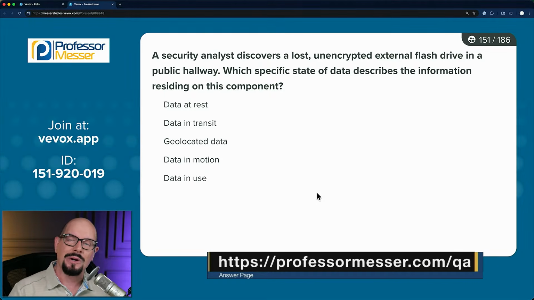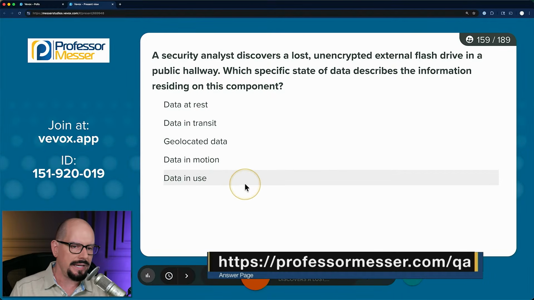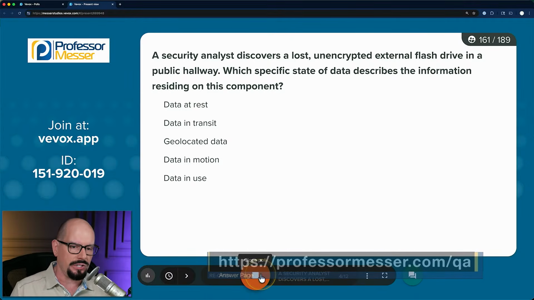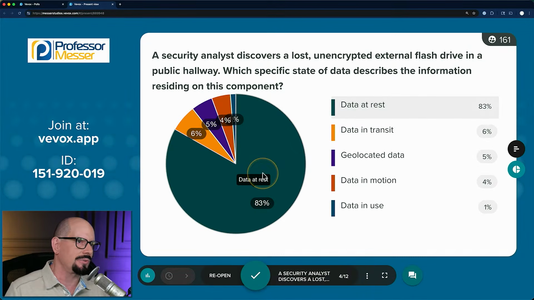In this case, we're not so much worried about the security risk of this drive, more interested in the data that's on this drive. The question again asks, a security analyst discovers a lost, unencrypted external flash drive in a public hallway. What specific state of data describes the information residing on this component? Is it data at rest, data in transit, geolocated data, data in motion, or data in use? Let's close our poll, and we can see that 83% of you say the answer is data at rest.